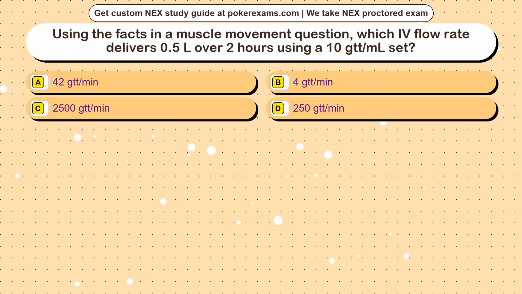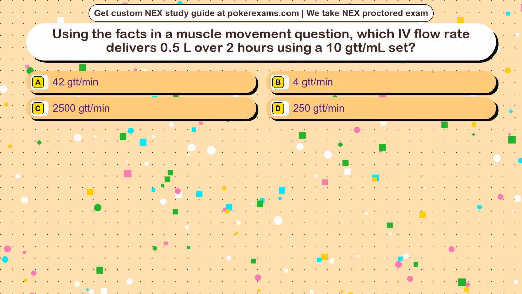Question 16. Using the facts in a muscle movement question, which flow rate delivers 0.5 L over 2 hours using a 10 GTT/ml set? Option A, 42 GTT/min. Option B, 4 GTT/min. Option C, 2500 GTT/min. Option D, 250 GTT/min.